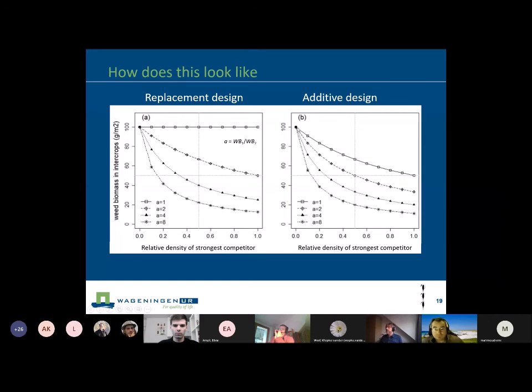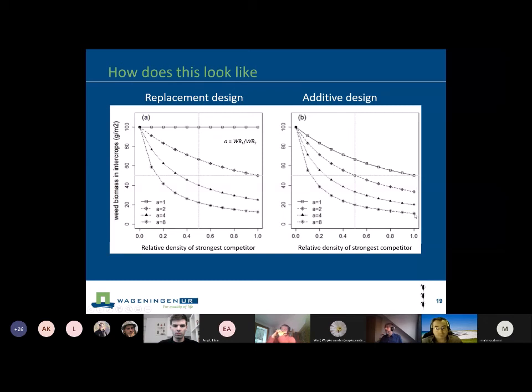So in this case, the density of the poorly weed suppressor is kept constant. And what we did is we simply added the stronger competitor. And then you see the same pattern, a small addition of the stronger competitor already gives a very strong reduction in weed biomass over here.